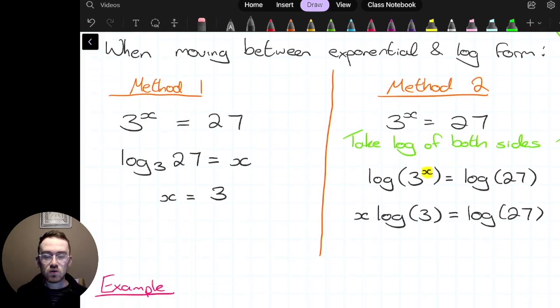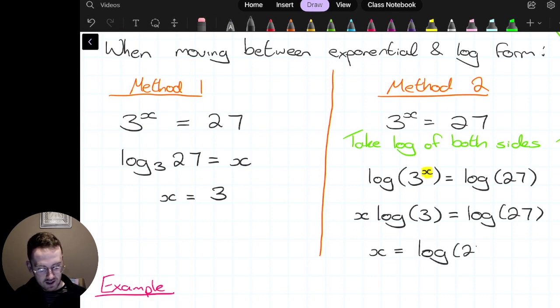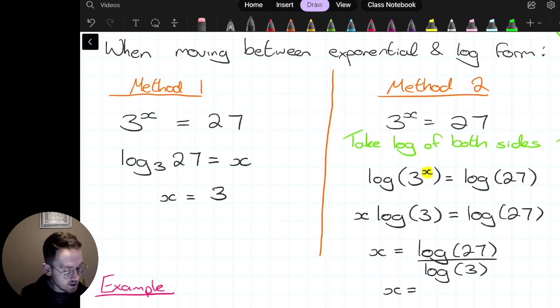Now, even though we're introducing these logs and we're working with logs, they still follow the same ideas as we've always had. So we can think of it as another variable. It's still a number, so we can still divide by it. And we get that x is equal to, if we use our calculator, log 27 divided by log 3, and we get our answer being 3, which is what we expected. That's what we had on the left-hand side.